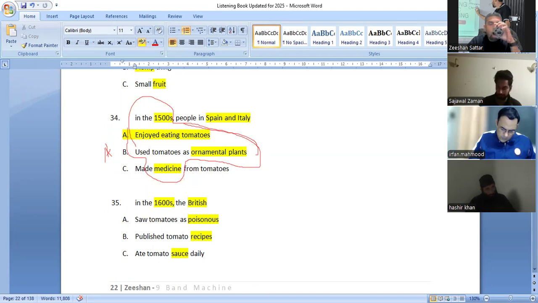The tomato arrived in Europe in the 1500s and quickly became a popular food in Spain and Italy. It came to Europe in the 1500s, that's the keyword of the question statement, and it quickly became a popular food in Spain and Italy. Is ornamental plants mentioned? No. Is medicine mentioned? No. So what is the answer? Answer is enjoyed eating tomatoes. In the late 1600s, that goes to the 1600s, which means the answer is enjoyed eating tomatoes, as he was saying that it quickly became a popular food in Spain and Italy.